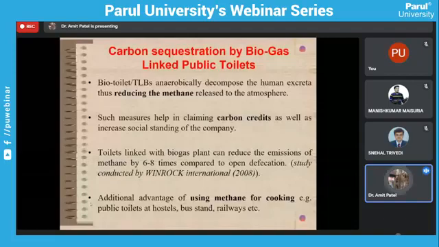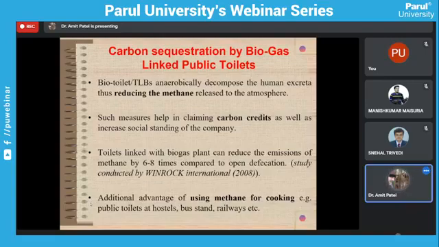Where will this methane come from? Whenever biomass decays in open air, it will generate a large amount of methane, and this methane has a very huge environmental effect, even higher compared to CO2. So methane is 21 times more environmentally influencing than CO2. So this is a very huge benefit.